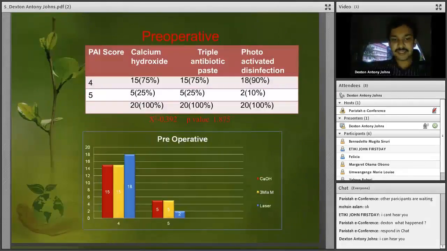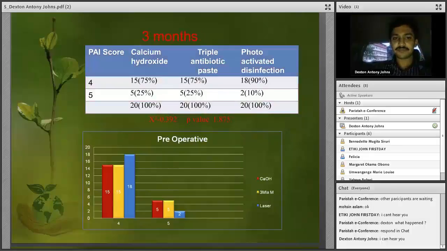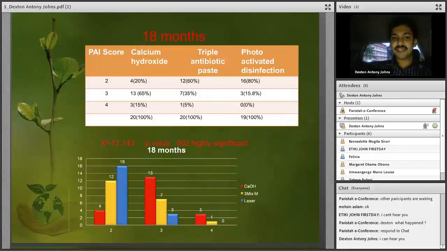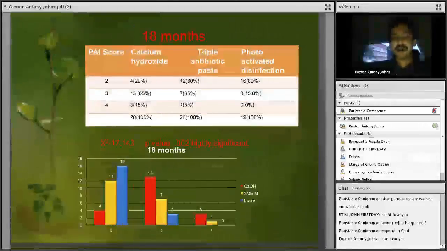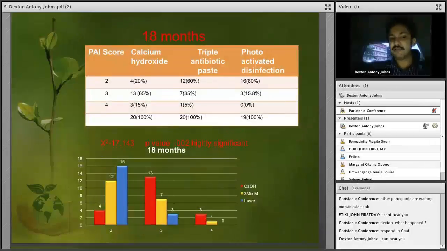We went on to the observations and results which we got. The pre-operative PAI score was 4 and 5. For the calcium hydroxide, triple antibiotic paste and photoactivated disinfection groups at 1 to 3 weeks, most of the patients came into category 4 and very few were in category 5. After 3, 6 and 12 to 18 months, we found that in the calcium hydroxide group 4 patients, or 20%, had moved into the recovery stage. However, in the photoactivated disinfection group, 16 moved into the healing phase.